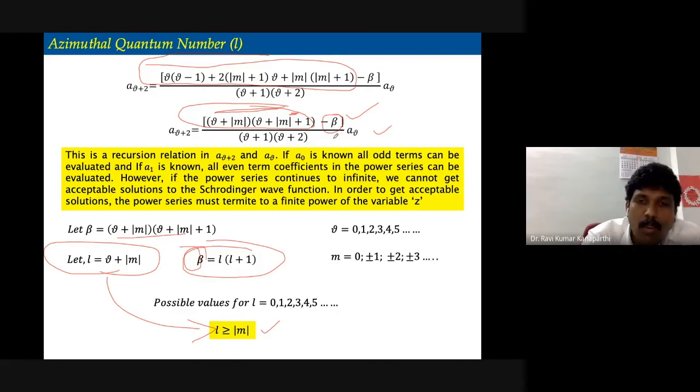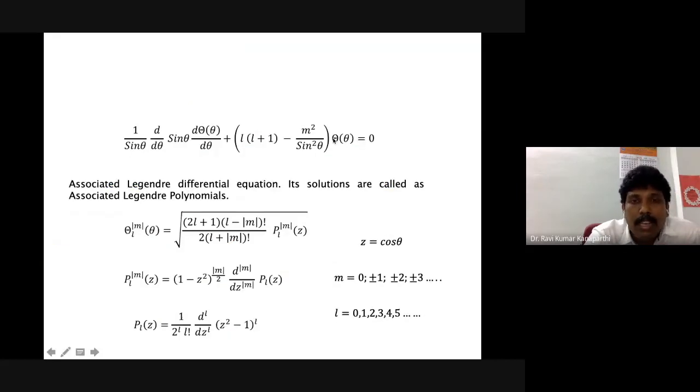So this is how the quantum numbers have been arrived at, but it is not done yet. Now let us go back to the original theta of theta expression.